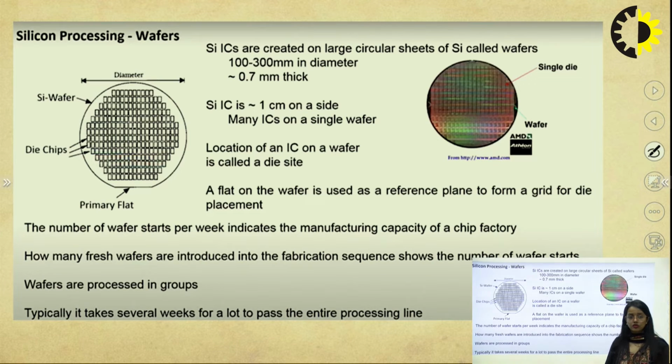The location of ICs on a wafer is called a die site. We can see that here it's a silicon wafer, and we can roughly imagine how many die sites we are having. So die sites are nothing but the sites from where we can have an IC. So one single wafer will give us n number of ICs.